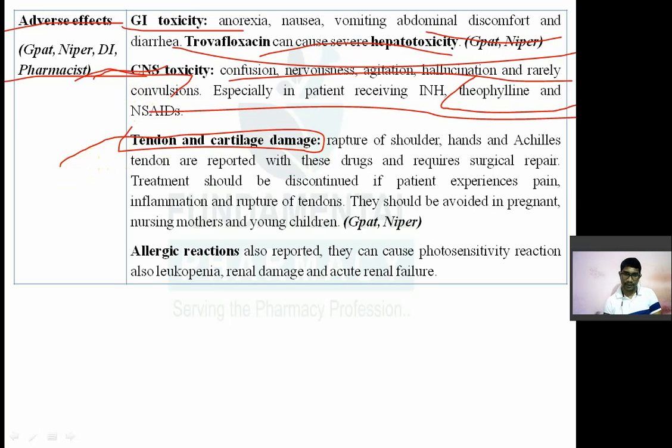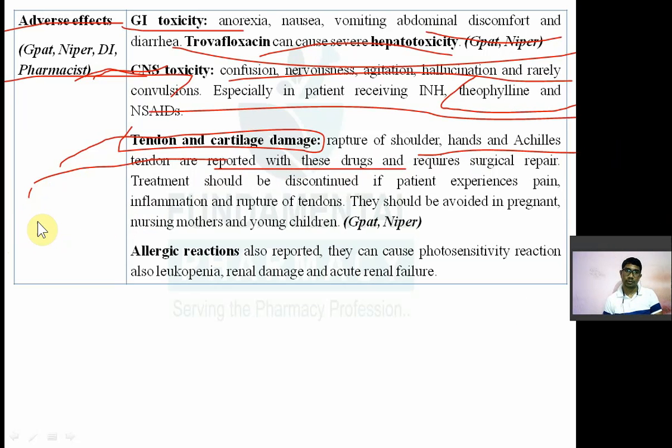तो वहाँ पे बोन्स को जाके अटैच करेंगे, वहाँ पे टेंडन्स को जाके अटैच करेंगे और they will rupture your tendons, they will damage your cartilage. So rupture of shoulders and Achilles tendons, तो ये टेंडन्स को रप्चर करेंगे. They are reported with these drugs and require surgical repair. अगर उन्होंने कुछ डैमेज किया आपके टेंडन्स को, so you have to repair it by surgical. Treatment should be discontinued if patient experiences pain, inflammation and rupture of tendons.